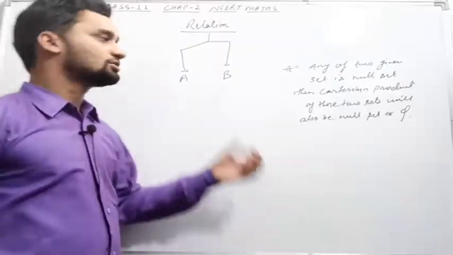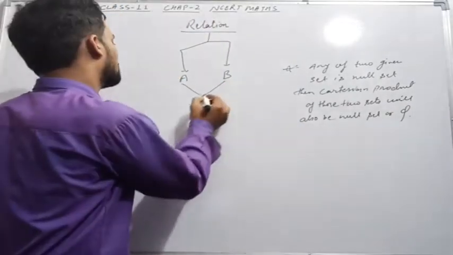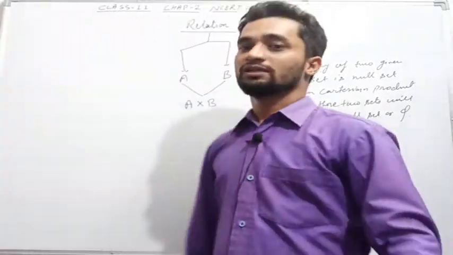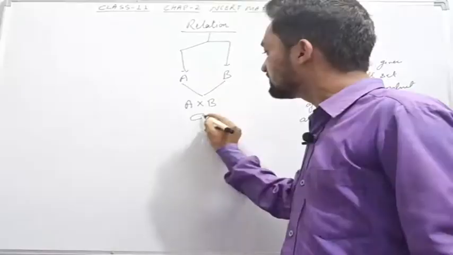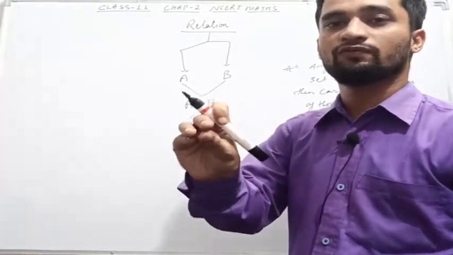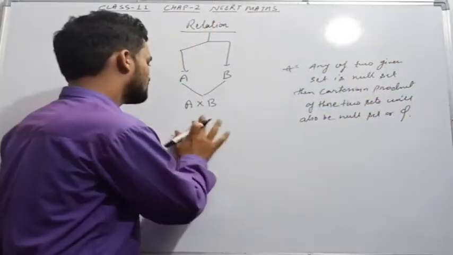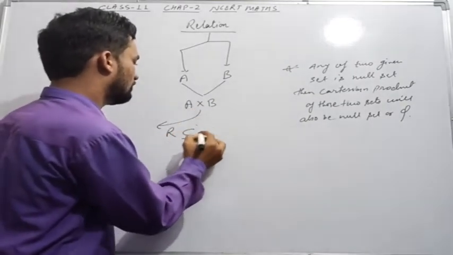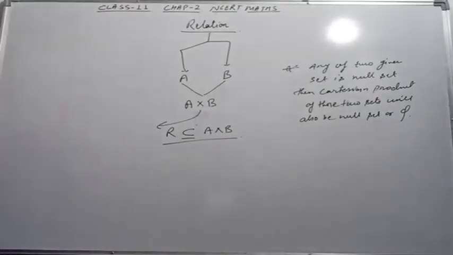Okay, so these two are considered as non-empty sets. Then what will we do? We will get the Cartesian product. Then what will be the relation? Relation will be the subset of this Cartesian product which satisfies some special type of condition. So this relation will be a subset of A cross B.